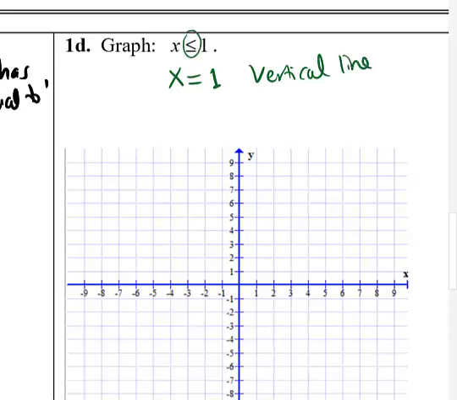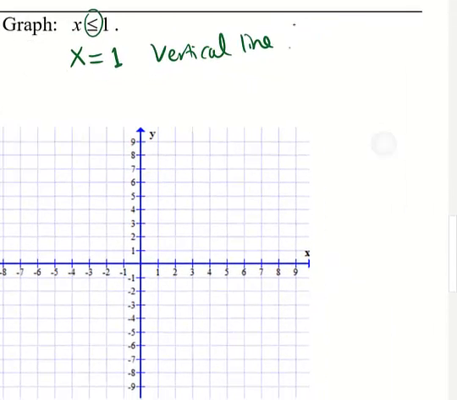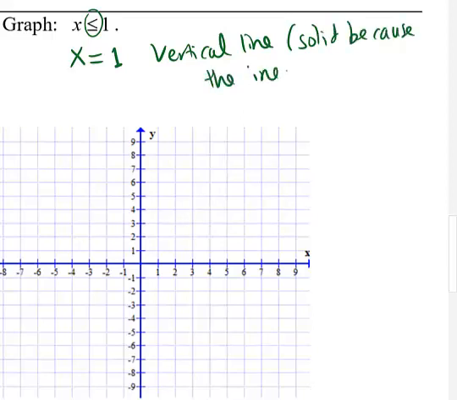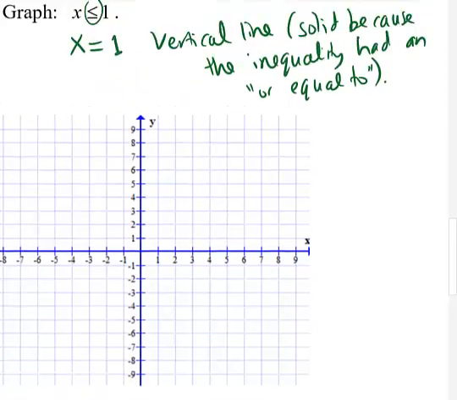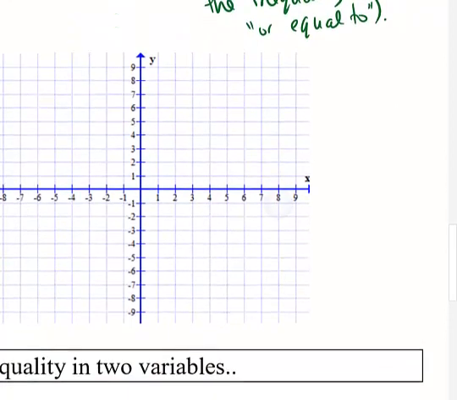This one, though, has an or equal to, so I'm going to make a solid line. It's solid because the inequality had an or equal to. Alright, so that's the first thing. I'm going to draw a solid line that's vertical through x equals 1. There we go. Something like that.